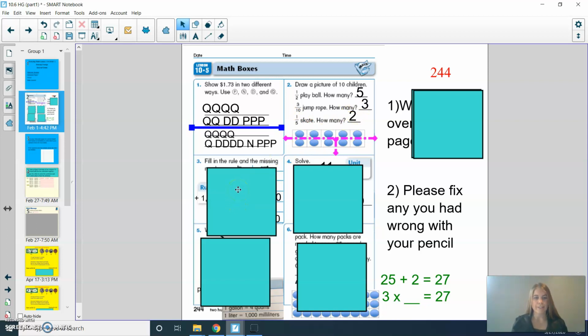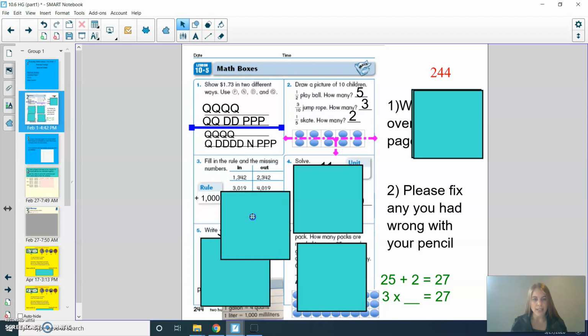For question number 3, fill in the rule and the missing numbers. So looking at these first combinations, I can see that the rule is to add 1,000. So then when given the number 4,650, adding 1,000 would get me 5,650. If I have 6,700, I need to do the opposite. I needed to subtract to get 5,700.